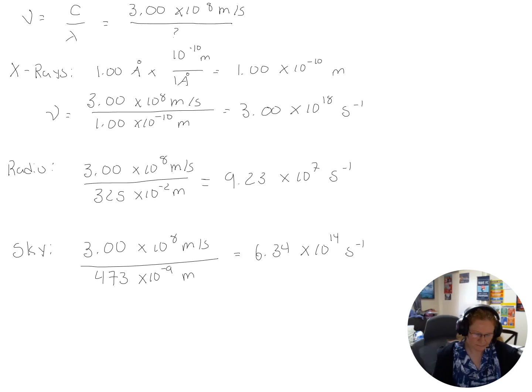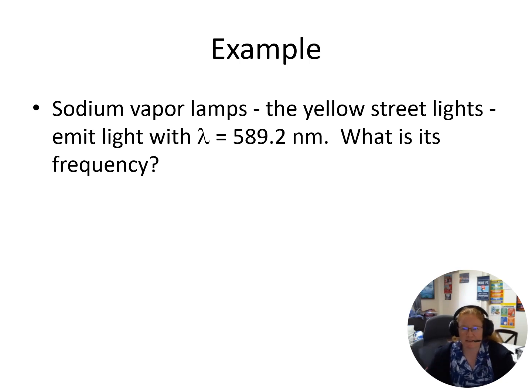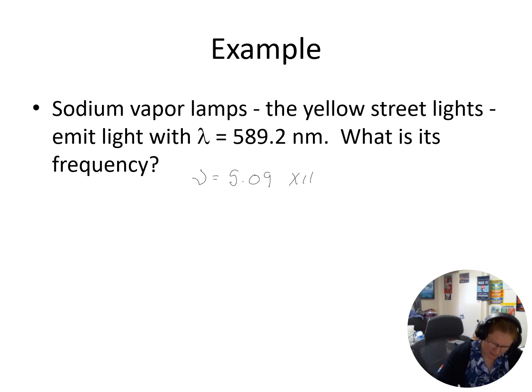Okay. All right, I have 2 coming up that I want you to practice. All right, so here we've got sodium vapor lamps. I've given you a wavelength in nanometers. What's the frequency? I'm going to give you the answer. You're going to try the problem on your own. All right, your frequency is going to be 5.09 times 10 to the 14th inverse seconds. When you have a wavelength that's in nanometers, your frequency should have an order of magnitude of 10 to the 14th. Okay?